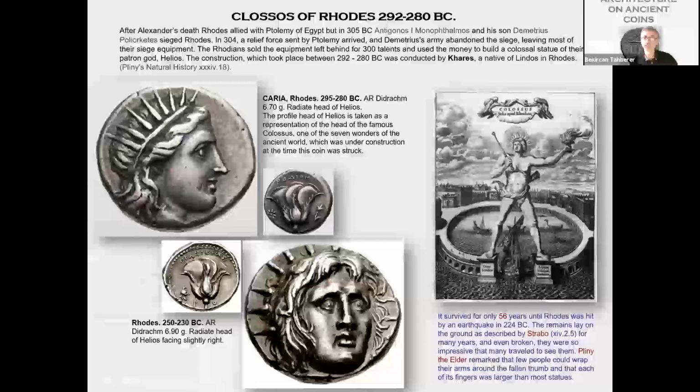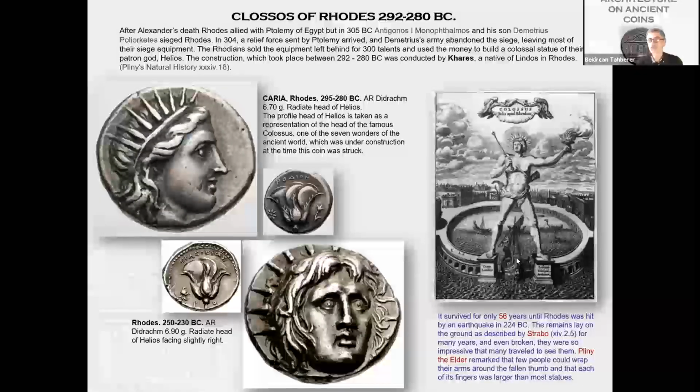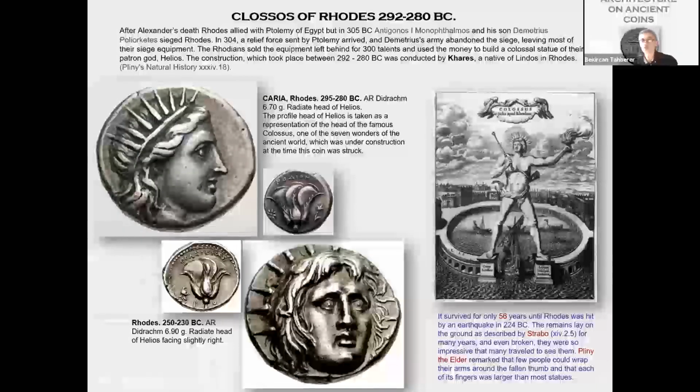The remains lay on the ground as described by Strabo for many years, and even broken, they were so impressive that many traveled to see them. Pliny the Elder remarked that few people could wrap their arms around the fallen thumb, and that each of its fingers was larger than most statues. Now, I would like to draw your attention to a certain fact. Thinking that this statue was completely made with bronze is impossible. Using that much bronze is not some undertaking that any king or any city would go about. It would have been extremely expensive, and I don't say technically impossible, but financially it was impossible.